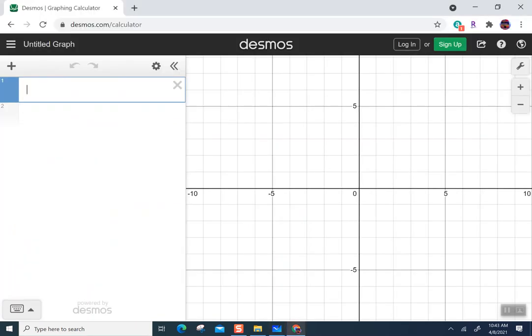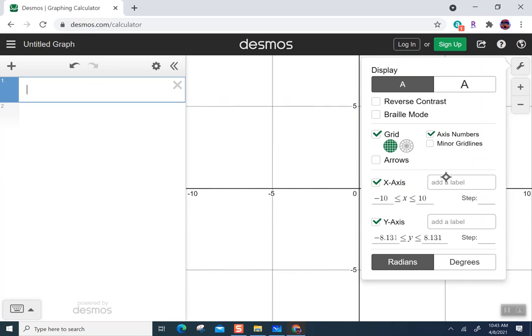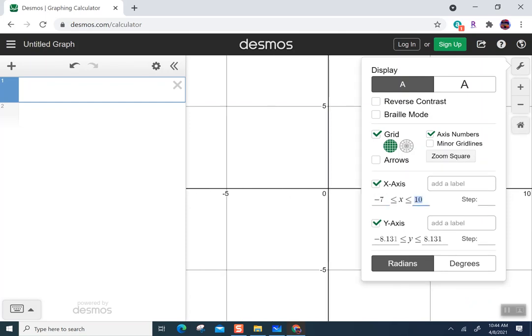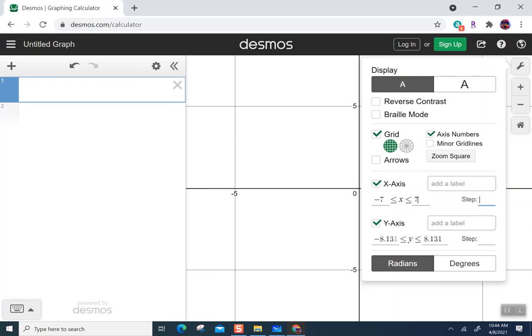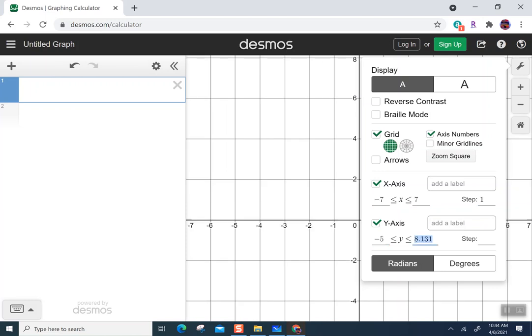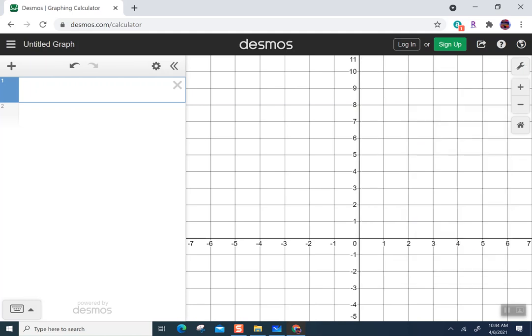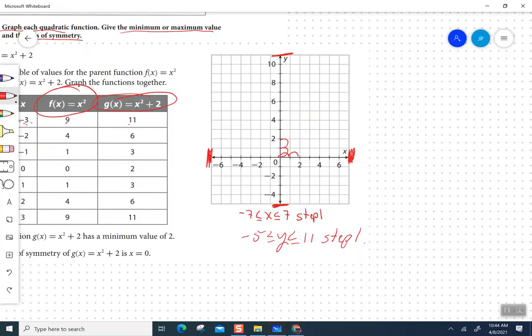Okay, everybody, let's go ahead and go to Desmos. First thing we want to do is take off minor grid lines. Now, since we don't have a title, we're going to go ahead and reset. Now, if I remember correctly, it was -7 all the way to 7 with steps of 1. My y-axis had no label, but it started at -5 and ran all the way through 11 with steps of 1 as well. So, this should look just like the little graph that I need right here.